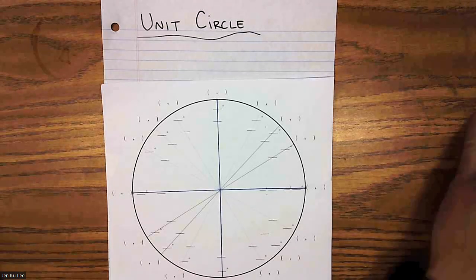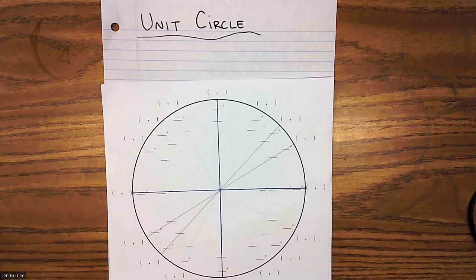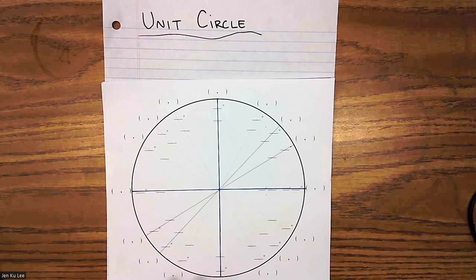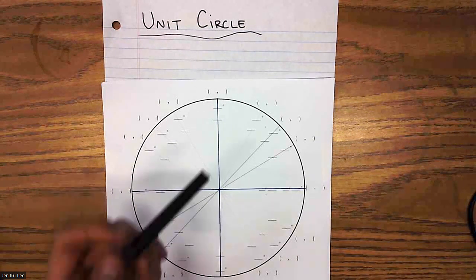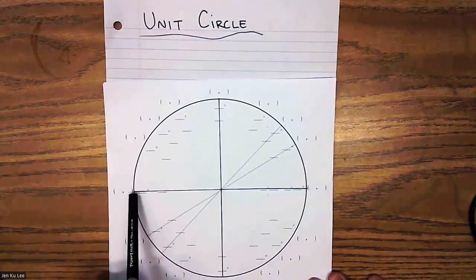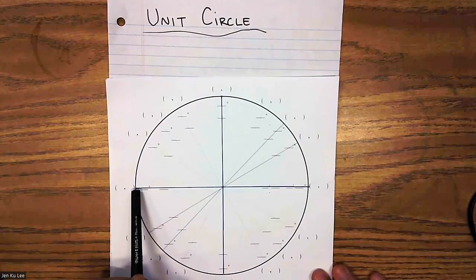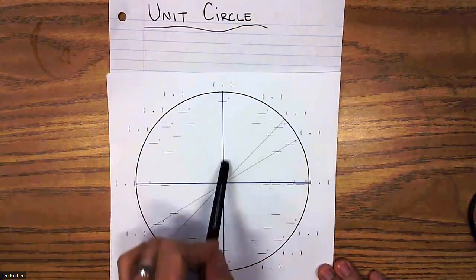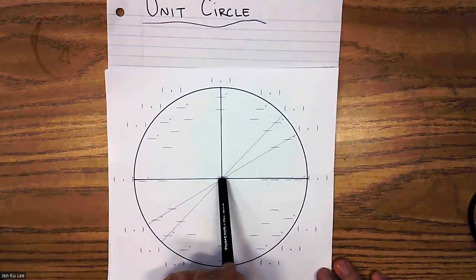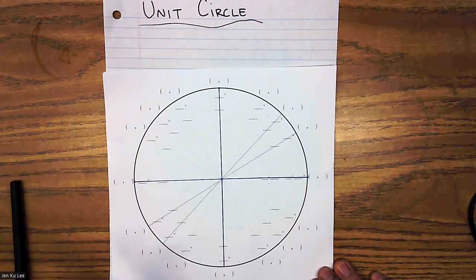So this lesson is the introduction of a unit circle. A unit circle is called the unit circle because, well, before I do that, the unit circle is on an XY coordinate grid. So it's called the unit circle because the radius of this circle is equal to 1.